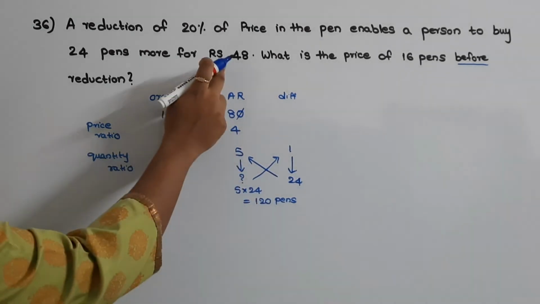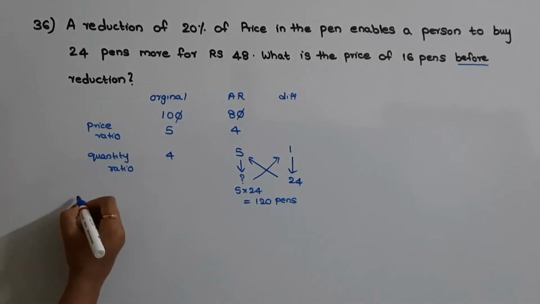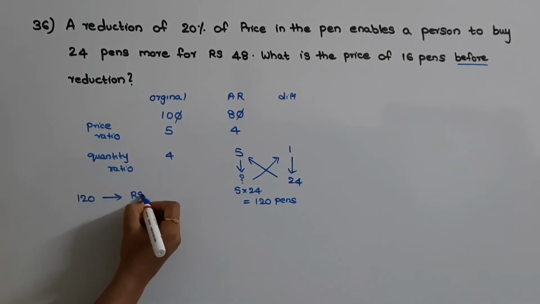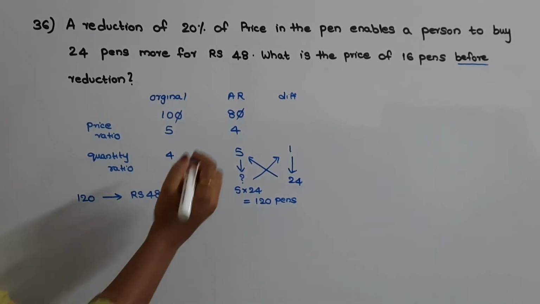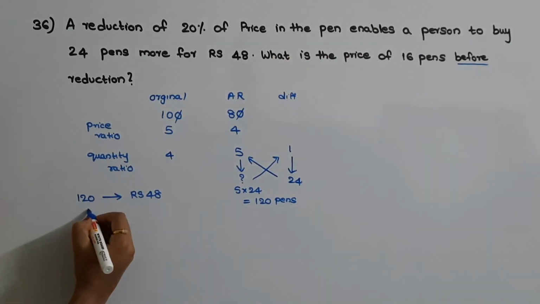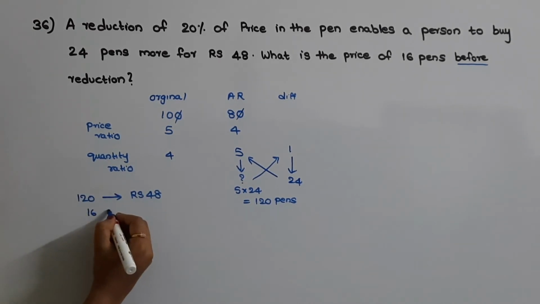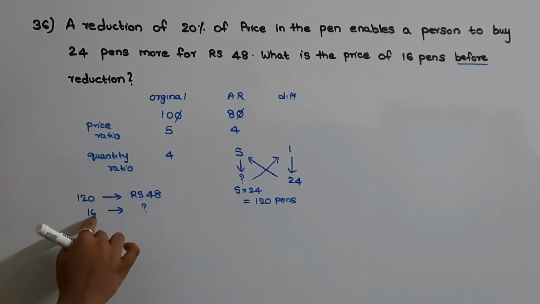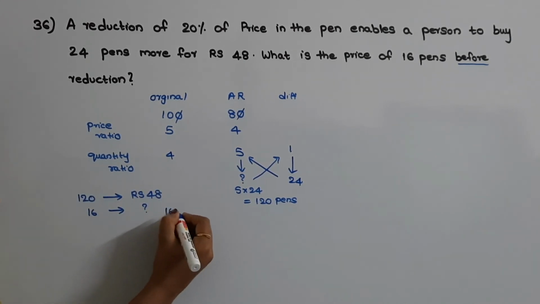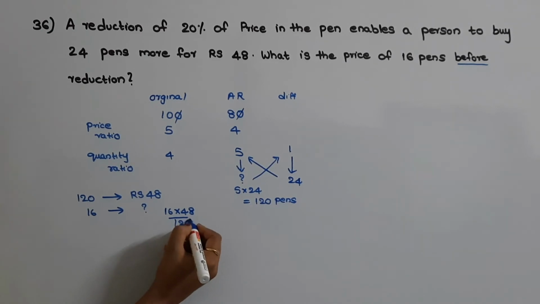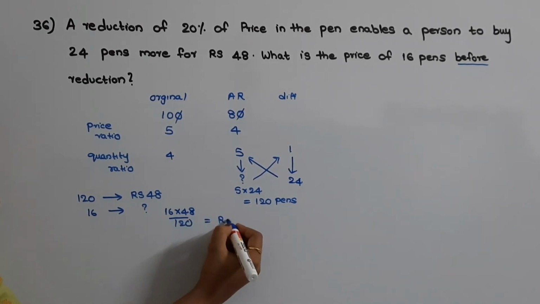That he bought for rupees 48. Okay. So 120 pens can be bought for rupees 48. Then the price of 16 pens will be what? If 120 pens can be bought for rupees 48, 16 pens can be bought for what price? That will be 16 into 48 divided by this 120. Okay. On solving this, you will get it as rupees 32 by 5.